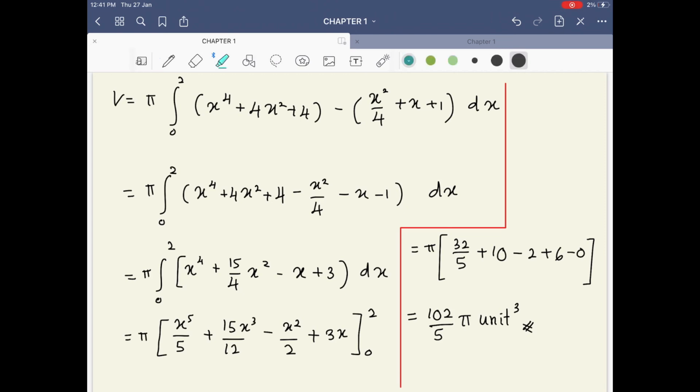So that will be the answer for question 41b, which I am highlighting here with a yellow color. Right, so that's all for question 41.